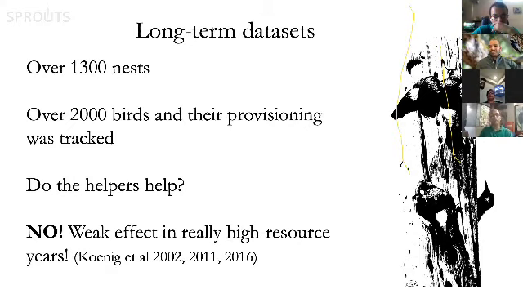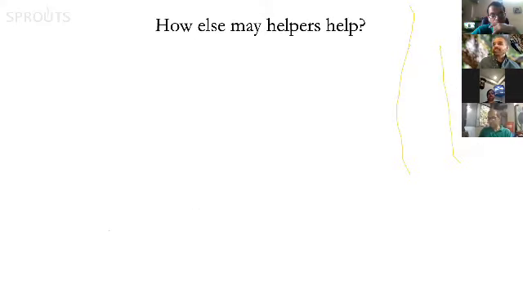There is no effect of helpers on how many chicks the group produces. Only in really, really high resource years do the helpers have a positive effect on how many chicks the group raises. So that was a bummer. That took about 35 years of data collection, without the answer that they were looking for. But then it asked another really important question: how else might the helpers be helping?